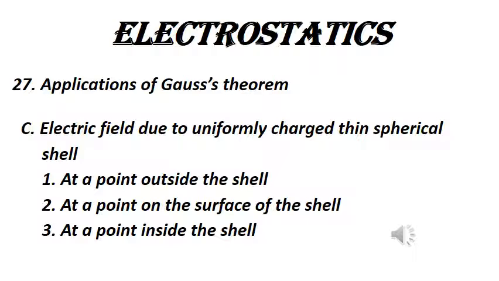First is the electric field intensity at a point outside the shell. Second is the electric field intensity at a point on the surface of the shell. And third is the electric field intensity at a point inside the shell.